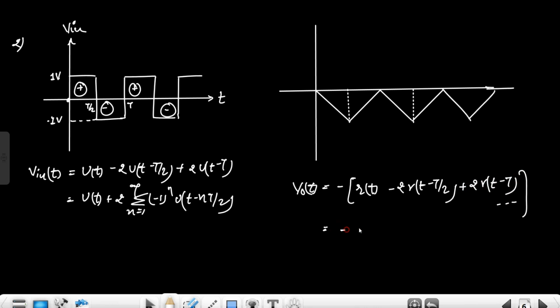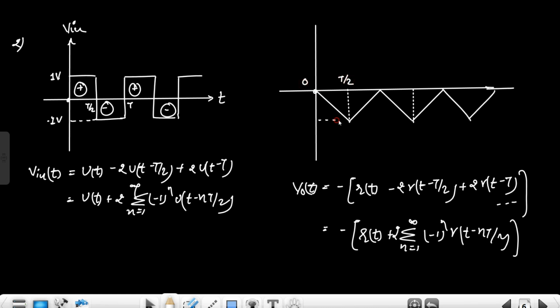So it will be minus of, and summation it will be like this, summation was (-1)^n r(t - nT/2), right? So इस तरह से for any pulse we can form the output just by writing the expression or from seeing the area. This is the pulse response.